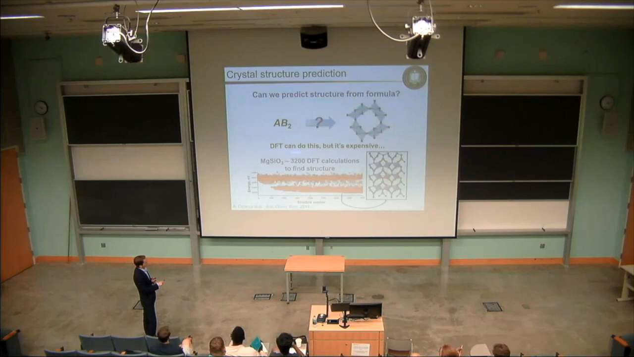So we can do this with density functional theory, usually using some kind of optimization technique like a genetic algorithm, but it's extremely expensive. So here in one case, I'm looking at magnesium silicon oxide, and in this classic paper on a genetic algorithm crystal structure prediction, it required 3,200 DFT calculations before they ultimately found what is the ground state structure for this composition. So again, if we have a really large design space, using a technique that's this computationally expensive is not going to be tractable.